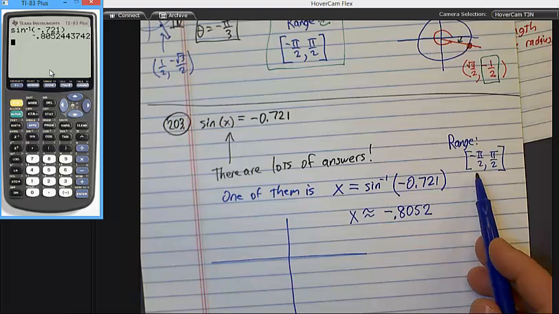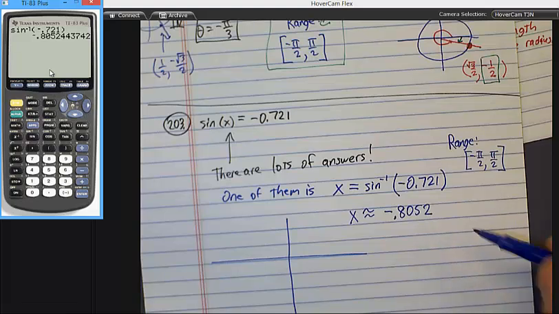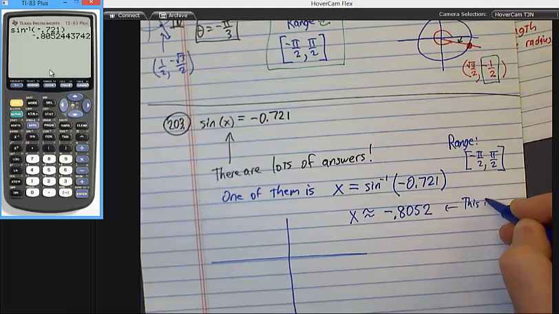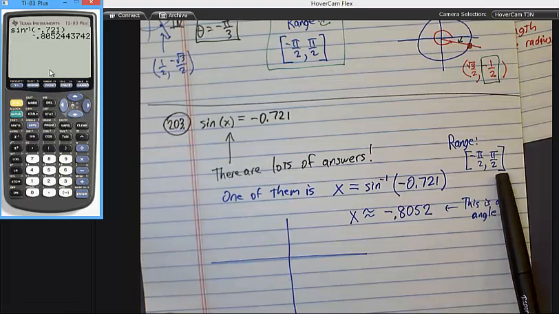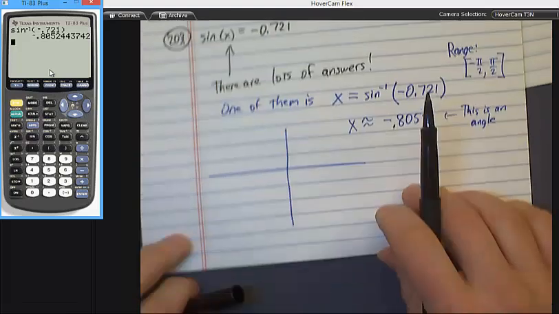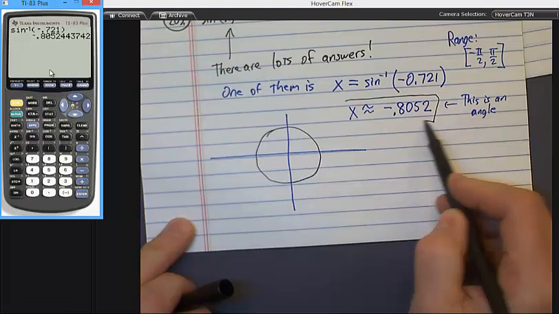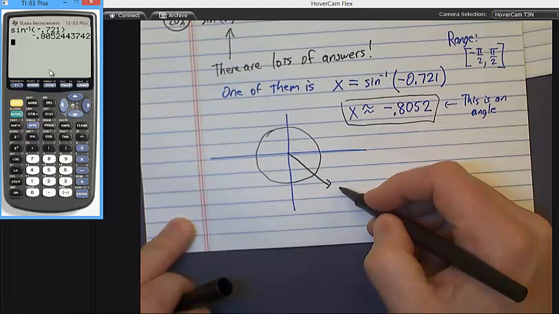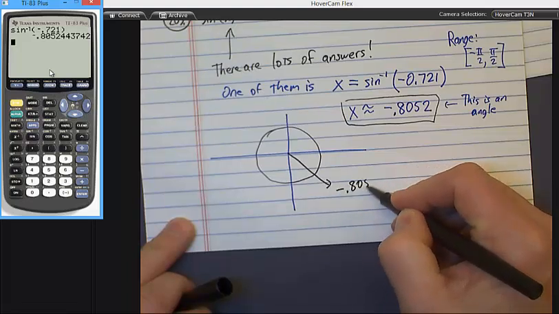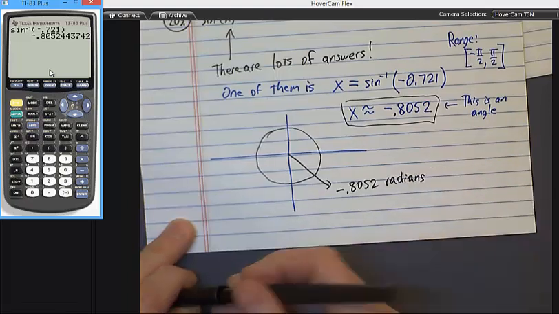Well, remember the range is from negative pi over 2 to pi over 2. Which quadrant is this angle going to be in again? Remember, this is an angle. Which quadrant is it in? Yeah, I mean, we know it's going to be in 1 or 4. It's definitely in quadrant 4. So if I draw a picture of it, this angle is somewhere down here in quadrant 4. Okay, negative 0.8052 radians. It's not the best picture I've ever had. I have to admit that. It's okay.